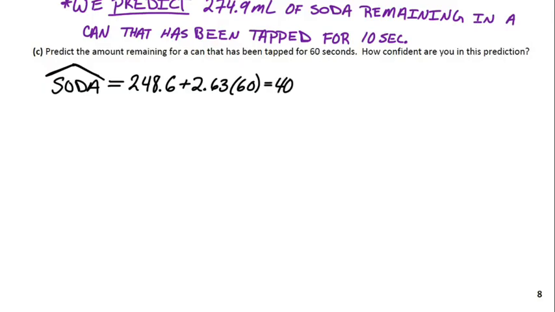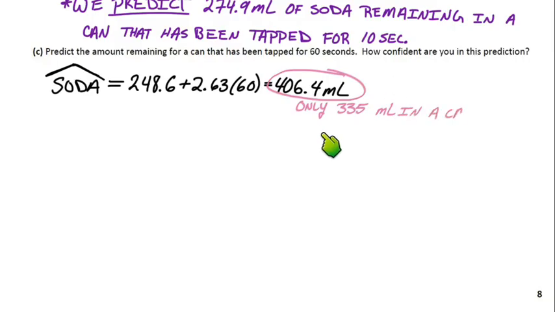And we're looking at 406.4 milliliters. Okay, but here's the issue with that. If you know anything about soda, or how much soda is in a can, we got 406.4 milliliters. That's not reasonable at all. For example, there's only 335 milliliters in a can.